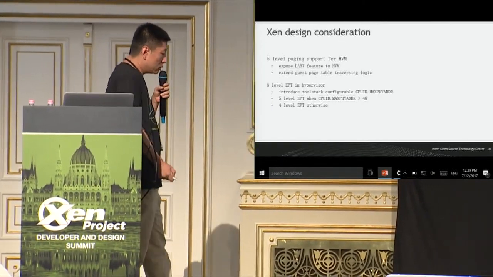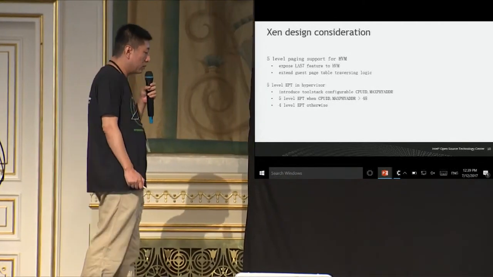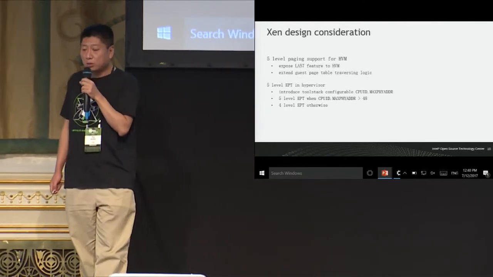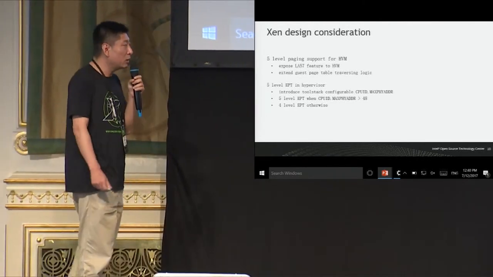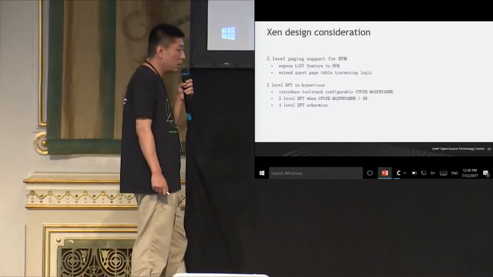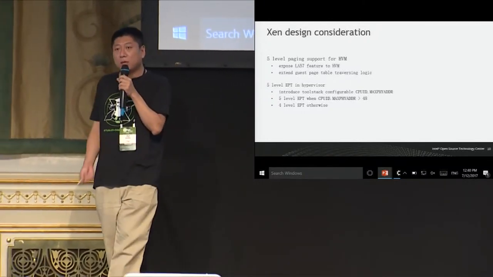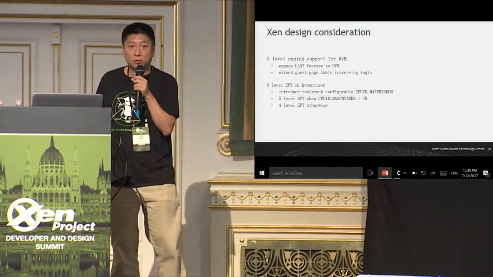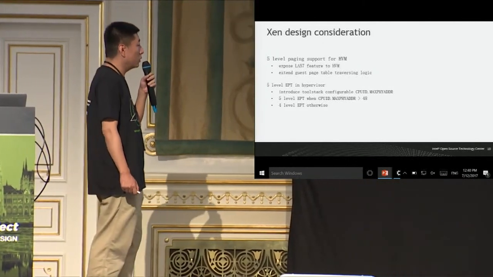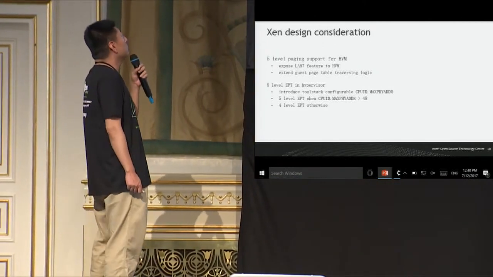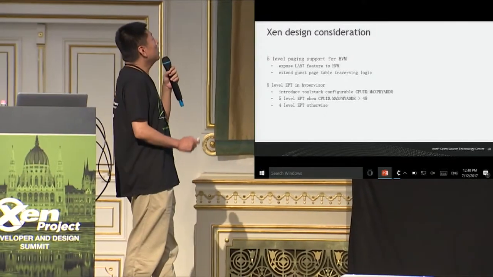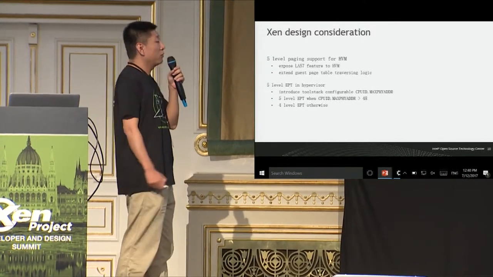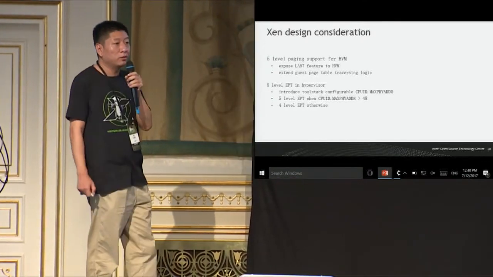So enabling the 5-level paging in Xen means that we need to provide support of 5-level paging to HVM, and we need to provide 5-level paging in Xen itself. And we may need to deal with PV guests. And we also need to consider, for example, whether we need to support that in shadow. But the easiest part, the most straightforward one, is that we provide the 5-level paging enabling for HVM.